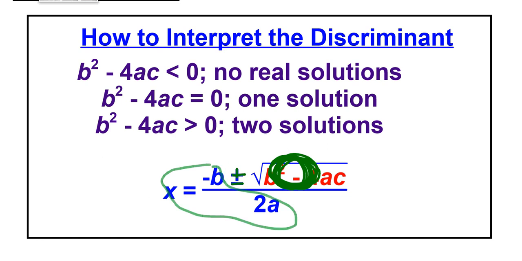And if the discriminant is greater than 0, well, you can take a square root of a positive and get some number out. You're going to add or subtract that number to that negative b value. That's why you're going to get two different answers. So depending on the value of the discriminant, if it's negative, 0, or positive, it will tell you how many solutions your quadratic equation is going to have. Let's get to some examples.